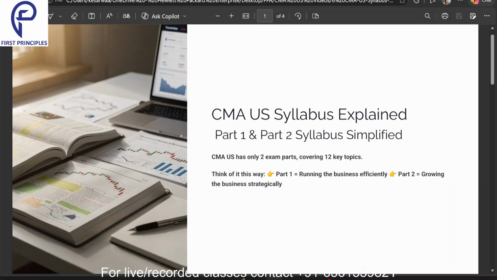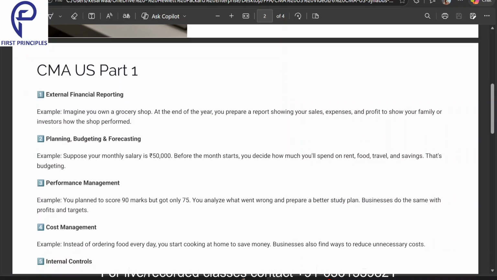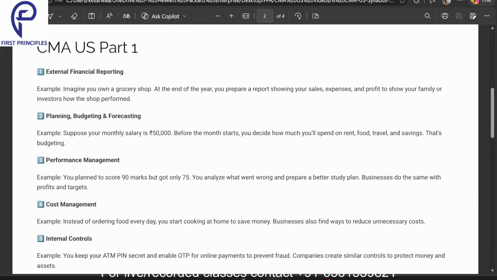Let's move ahead and see what's there in CMA US part 1. As I discussed, CMA US has 2 parts, part 1 and part 2. Part 1 has 6 sections, part 2 also has 6 sections. In part 1, we have the first section as external financial reporting.